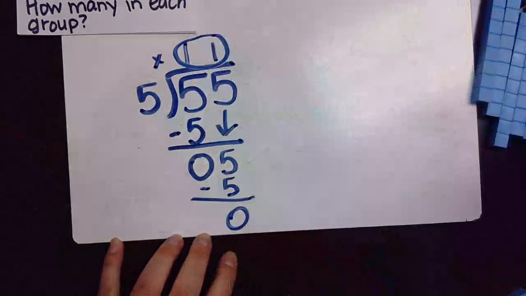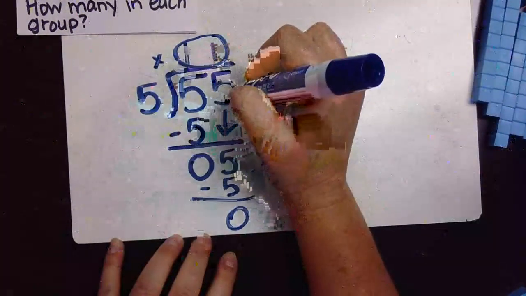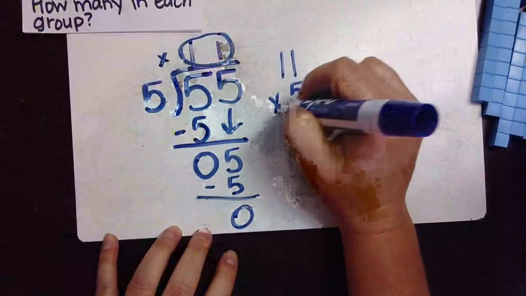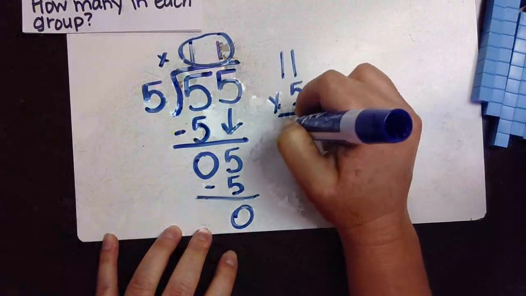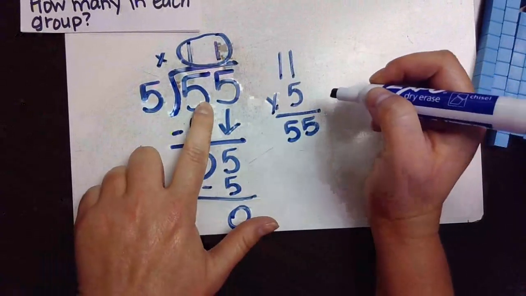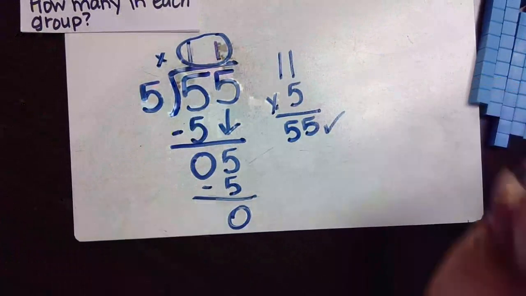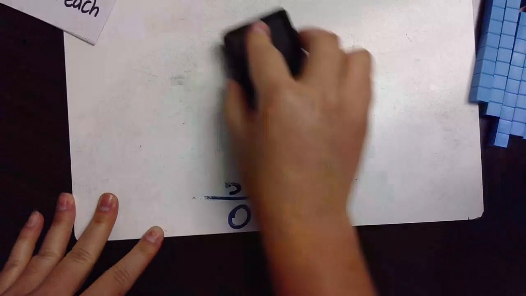But I'm always going to check it with multiplication. So I'm going to multiply my 2 smaller numbers to see if it equals my bigger number. So I'm going to take 11 times 5. 5 times 1 is 5. 5 times 1 is 5. Does that equal my dividend? Check. Because multiplication is the inverse operation of division. All right, so that was just a reminder of yesterday using a sketch.